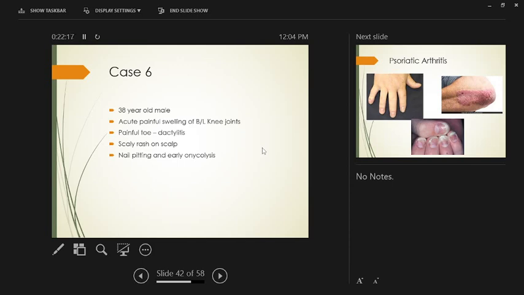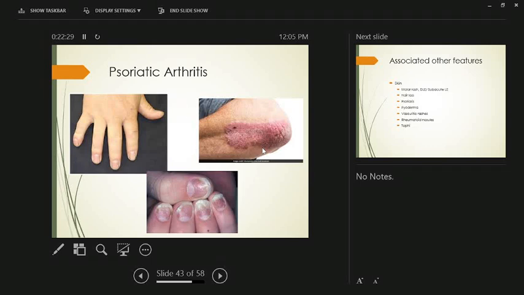So the next case is a 38-year-old male who's coming with acute painful swelling of bilateral knee joints, painful toes, which on examination was found to be dactylitis, and he has a scaly rash on the scalp. And when looking at the nails, you can see nail pitting and early onycholysis. So here we see a picture showing dactylitis of the fingers, and a plaque on the elbow with plaque psoriasis, and then nails with psoriatic changes.